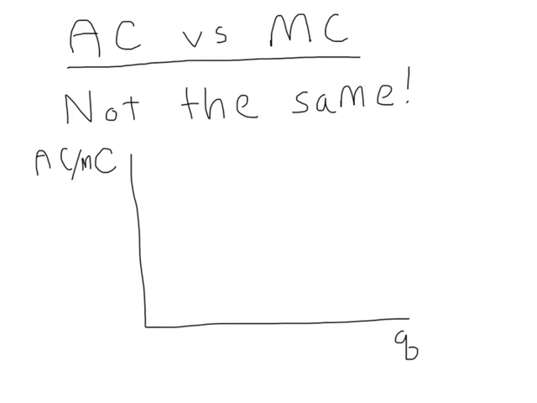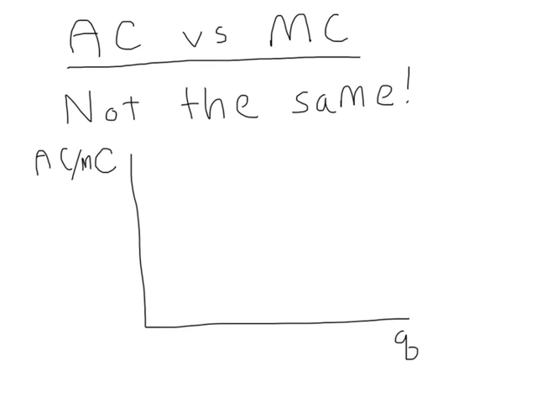It's important to note that the average cost and the marginal cost are not the same. This is an issue that trips up philosophers, and there was about a 40-year debate in the middle of the 20th century on whether average utility and marginal utility are the same thing. Within utilitarian philosophy, they're not, and that's really, really important.